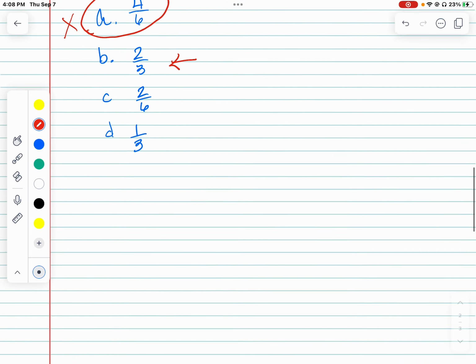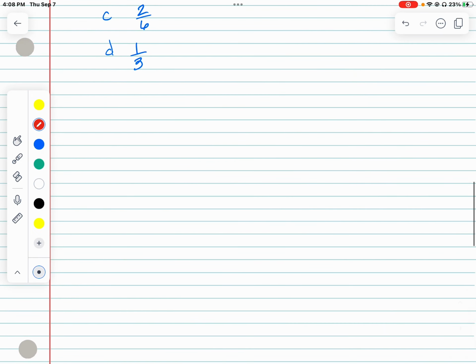So now that you've gotten these all done, I want you to see if you can reduce these fractions using your factor pair sheet. Press pause and try these on your own.